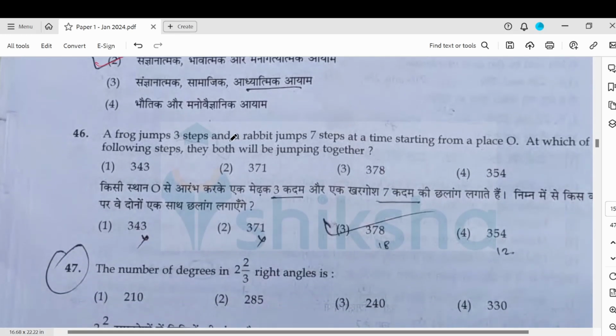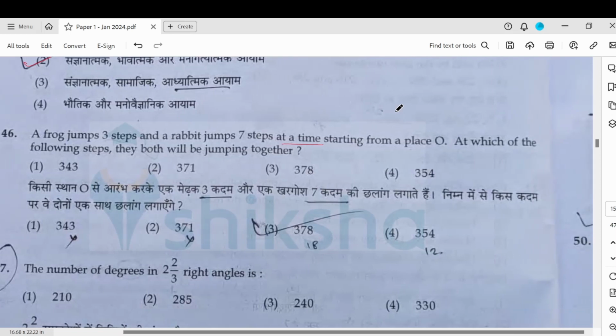Okay, a frog jumps 3 steps and a rabbit jumps 7 steps at the same time. At which point will they both be jumping together again? So basically, this is not a well worded question. One way is you can take the LCM of 3 and 7, which is 21, and find the only number which is divisible by 21, which is 378.